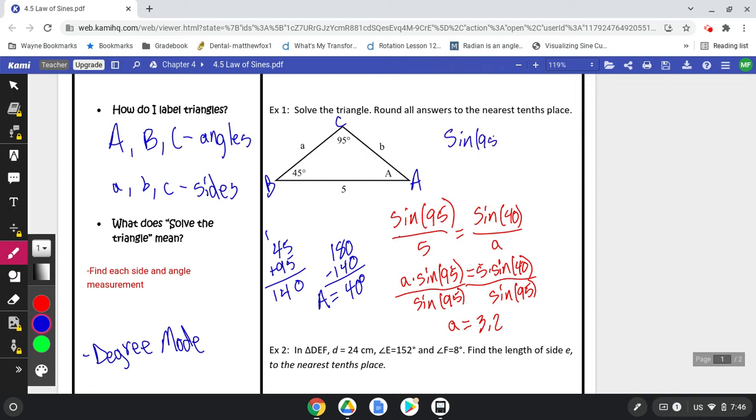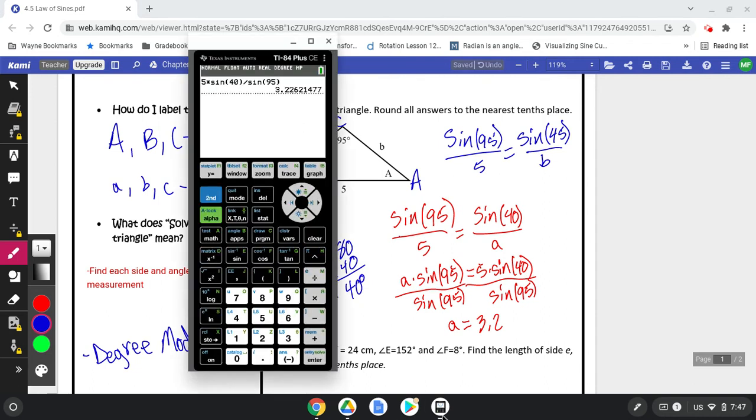Sine of 95 divided by 5, that ratio still exists. Oops, not by 5, by b. Sorry. Sine of 95 divided by 5 equals, now instead of sine of 40, it's going to be 45 because that's what angle B is, divided by little b. Now we'll do the exact same thing. The only difference will be instead of this sine of 40, it'll be a 45.